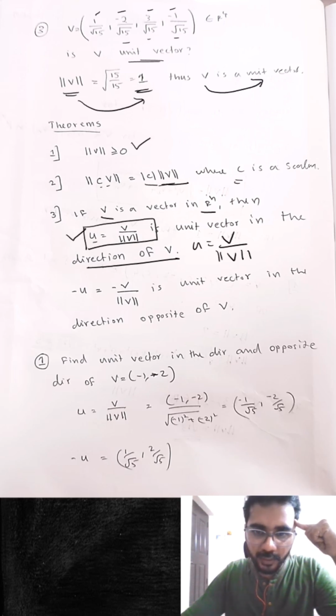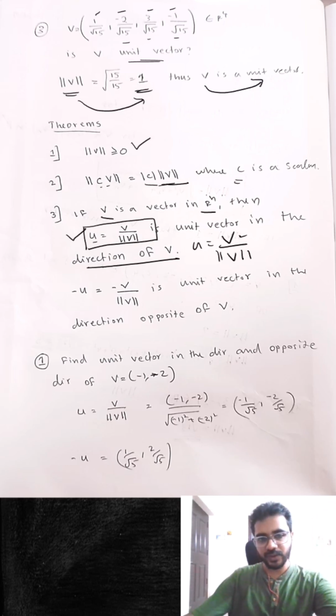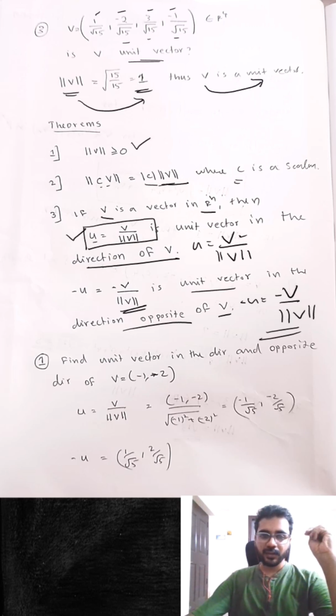This is a unit vector of v in the direction of v. Now if we need to calculate a unit vector in the opposite direction of v, that's called minus u. Minus u equal to minus v by length of v. So a unit vector in the opposite direction of v can be written as minus u equal to minus v by length v. This way we can write the unit vector in the opposite direction of v.